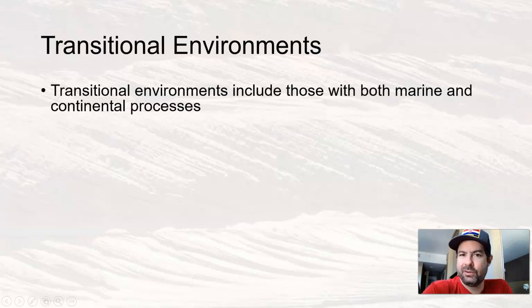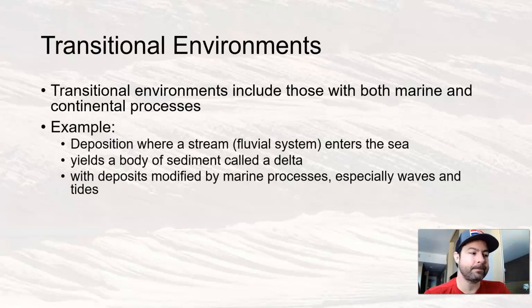Because it's in between those two, it kind of includes processes from both what we might see on land and in the ocean. For example, you get some deposition where a stream is flowing from land, the fluvial system, but it flows all the way into the ocean. And then it deposits material as soon as it hits the ocean. Moving water, once it slows down, will tend to deposit its material. So it deposits material in something called a delta.